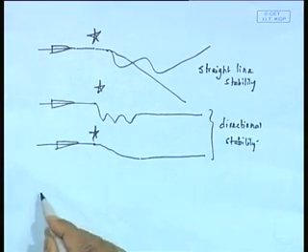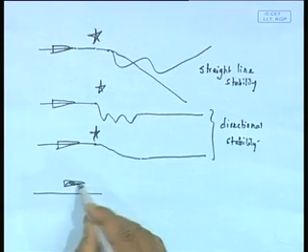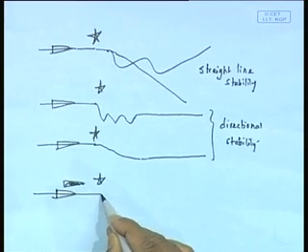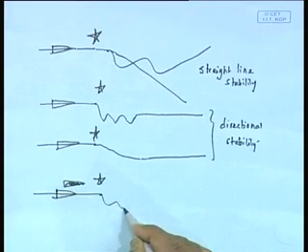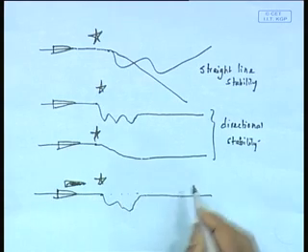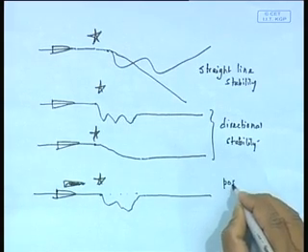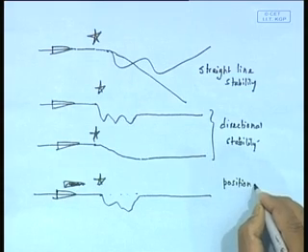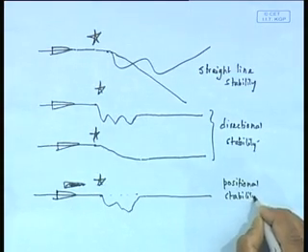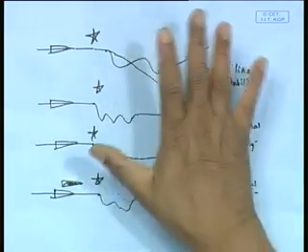Now another one, that here, oh sorry, what is this? This ship here, and this is here, disturbance, but it ultimately comes back to this same line. We call it positional stability. Now let me again look back at this.